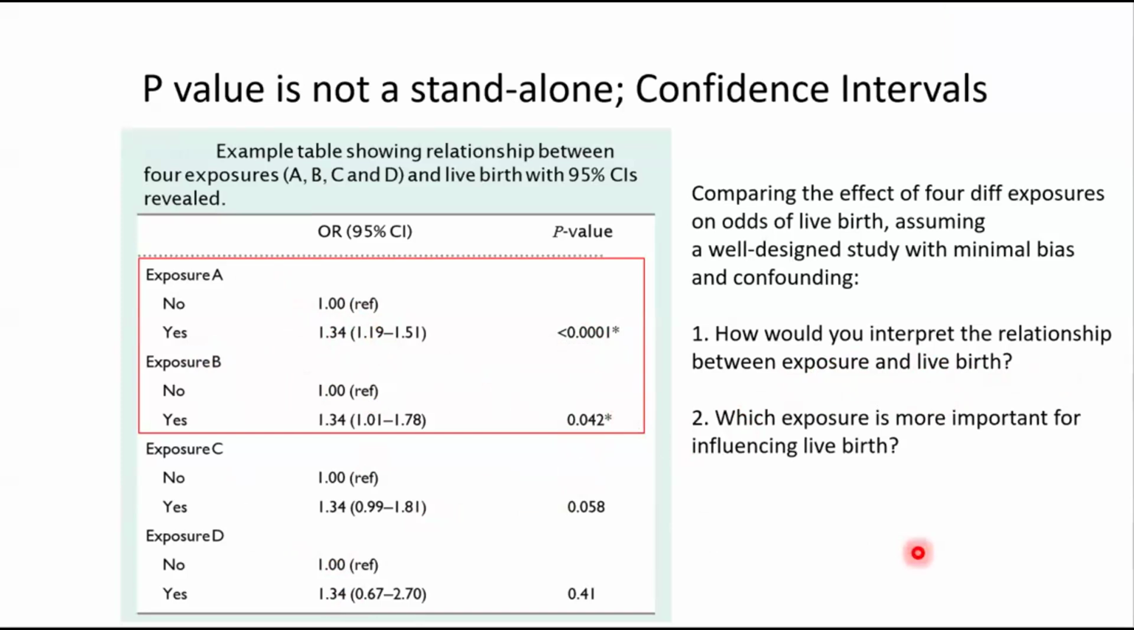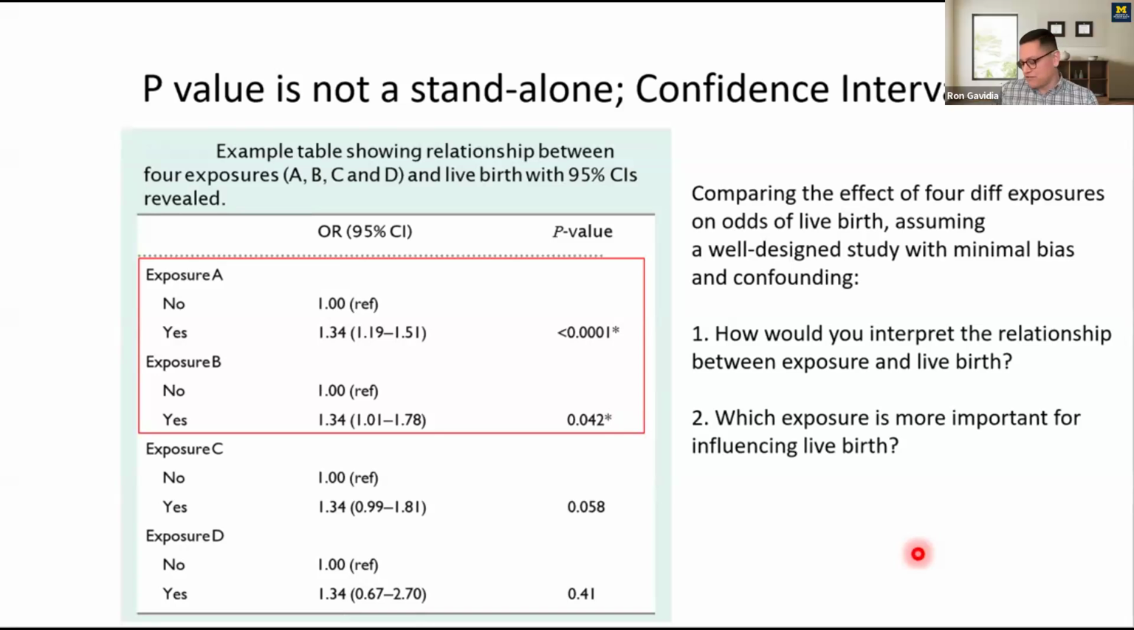I guess, in reference to each other, the best way I can state this, or at least how I understand it, to answer question number one, is that exposure A has the strongest association between exposure and live birth, because not only does its confidence interval not cross one, but the range is also small, and the p-value shows that statistically it is very significant. And to answer question two, the more important one also seems to be exposure A, just because the confidence interval does not cross one, its range is the smallest, and its p-value is technically the lowest too.